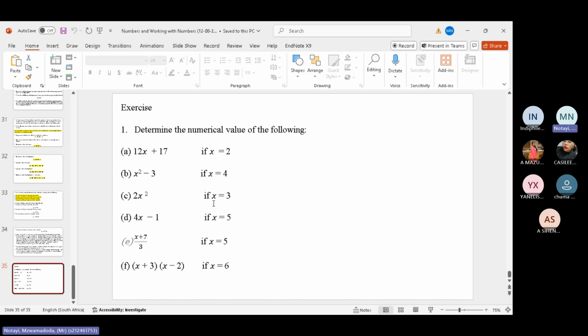Let's determine 2x squared if x is equal to 3. 4x minus 1 if x is equal to 5. x plus 7, divided by 3, if x is equal to 5. And also x plus 3 multiplied by x minus 2, if x is equal to 6. Let's try this in 5 minutes.